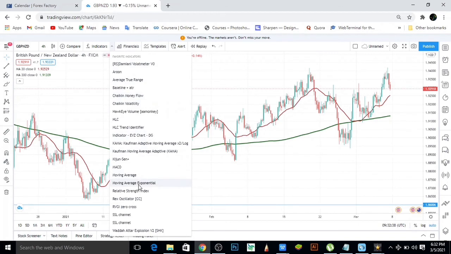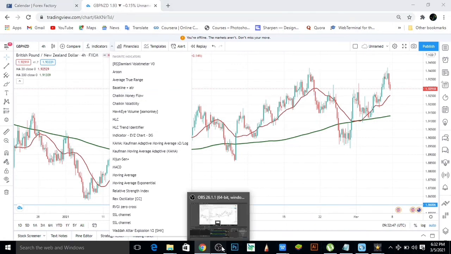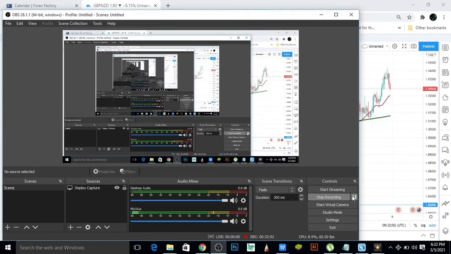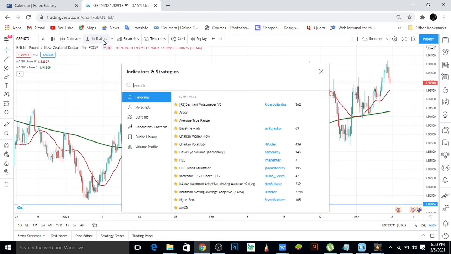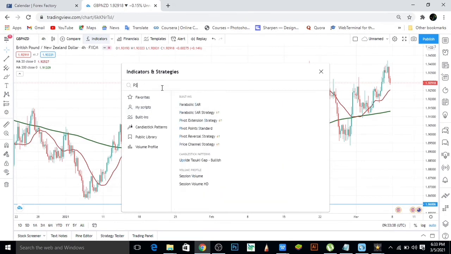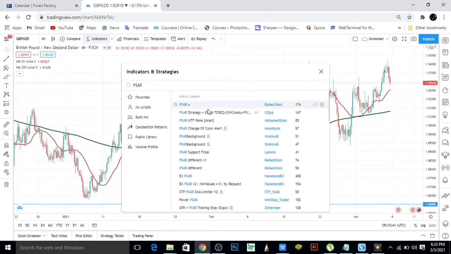Let me show you the parabolic SAR. Parabolic SAR just means parabolic stop and reverse. So let's search for it among the indicators here. PSAR, parabolic stop and reverse. Let's open it here.